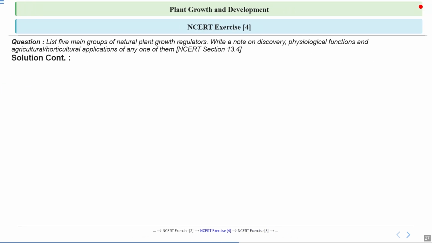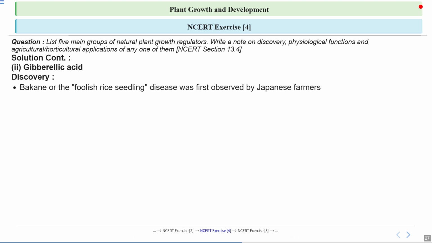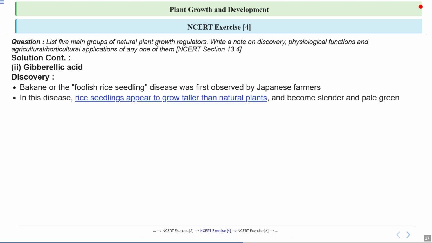Let's continue. Talking about gibberellic acid, Japanese farmers noticed a disease called Bakanae, or foolish seedling disease. This was the first clue that something unusual was happening in their rice fields. In this disease, rice seedlings grow much taller than normal plants, but they were also thin and pale green. It's like the plants were growing too fast for their own good.